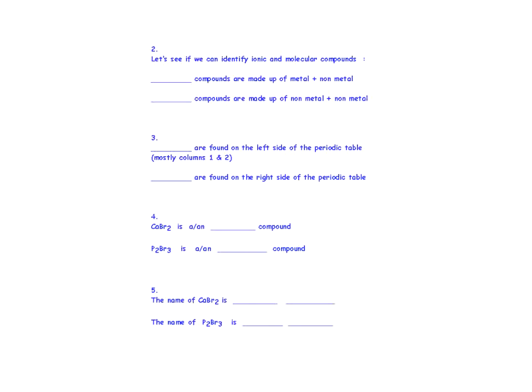Good, right on. And the other compounds that are nonmetal plus nonmetal? Good, molecular, right on. All right, so let's go on to the next question. These kinds of elements are found on the left side of the periodic table, mostly columns 1 and 2. What would you say?